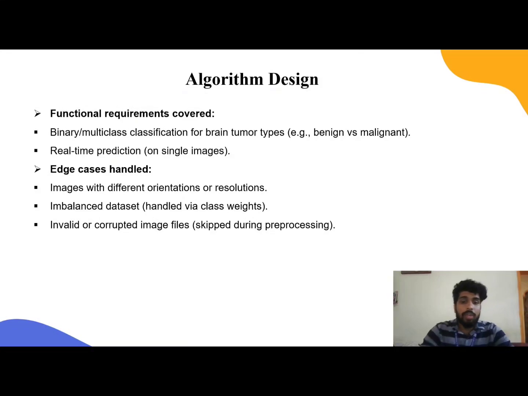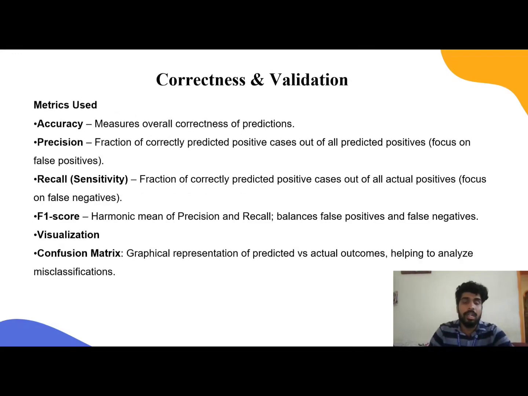And this slide explains the functional requirements and the edge cases handled. Functional requirements: our model supports binary classification and multi-class classification, and it also performs real-time predictions. For edge cases, it works with images of different types of tumors, orientations, and resolutions, and it also handles the imbalanced data set by applying class weights during training. The next slide is correctness and validation, and this will be continued by our batchmate Ritesh.